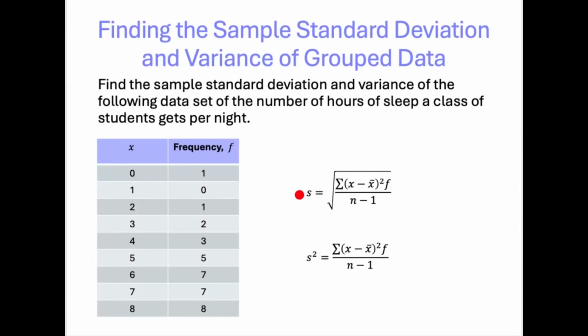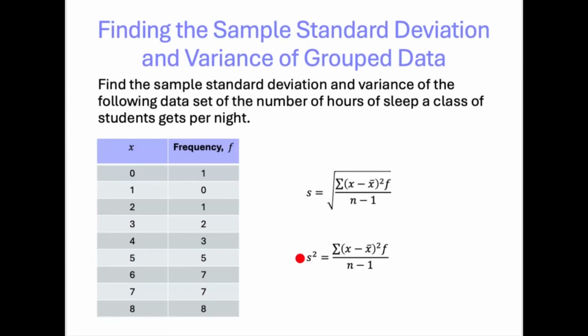So as a reminder, here is the formula for the sample standard deviation when we have group data. Notice the difference is that we take the sum of the distances between the data values and the sample mean, square them, but we multiply them by their frequencies. Okay, and then we still divide by n minus 1 for the sample. And then the variance, of course, is the same thing, just without the square root, because the variance is the standard deviation squared. So this is our standard deviation for our sample. This is our sample variance.